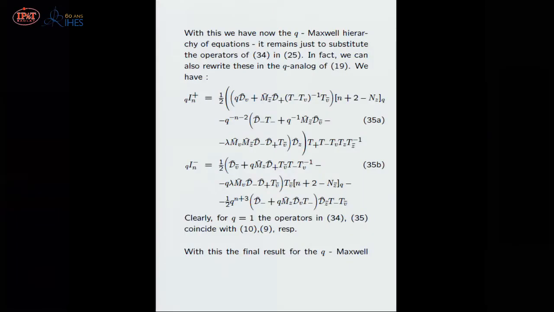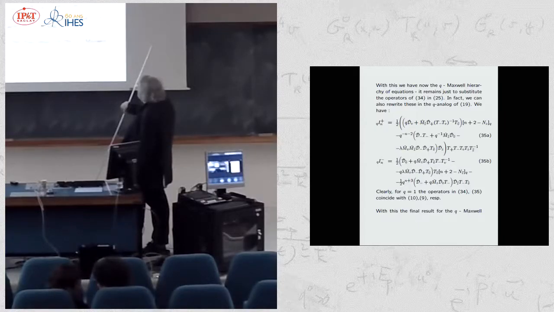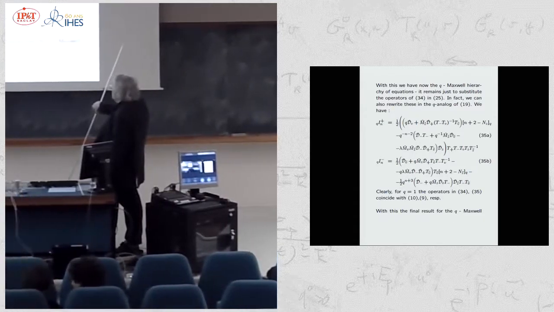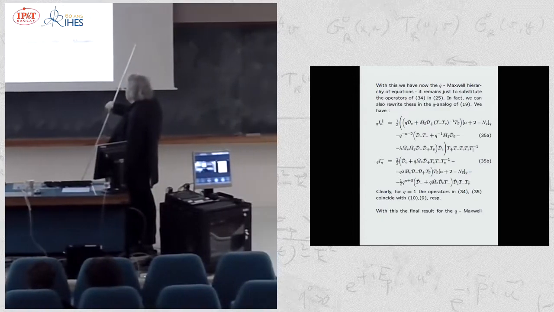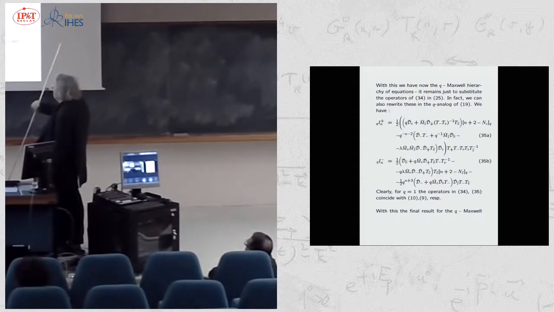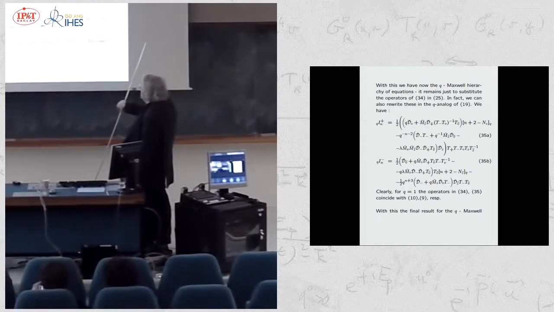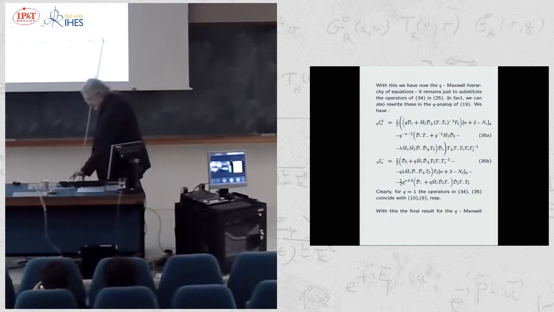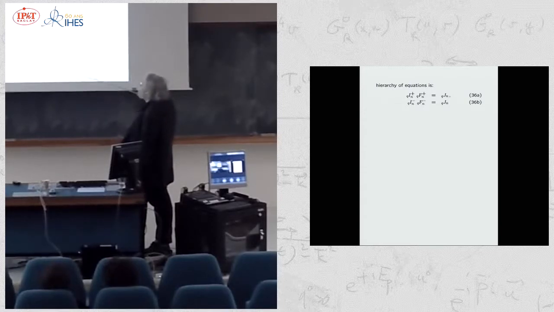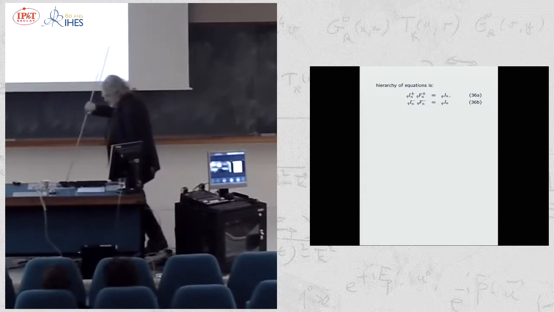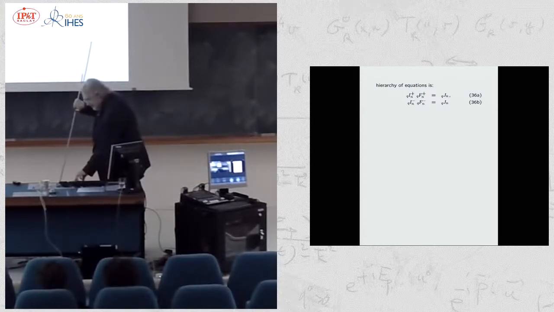And now the Maxwell will look, okay, a little horrible. Still, of course, you can distinguish what was there before. And certainly when Q goes to 1, of course, it will come back to what you know, but this is now the Q Maxwell hierarchy for this deformation. Okay, and certainly I have written this, but this is just the same, only the content is very, very different. Okay, some other examples.